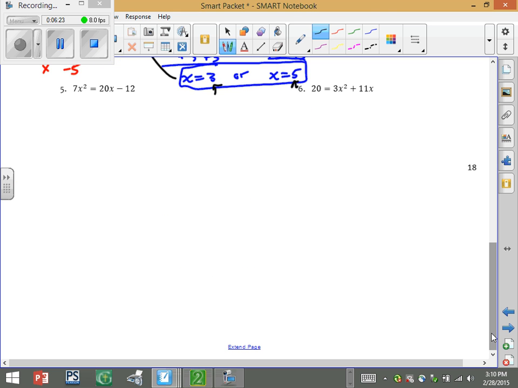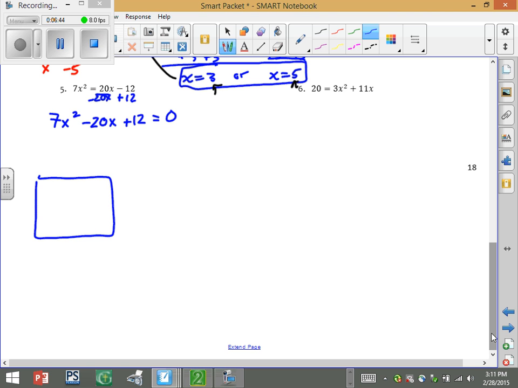It's the same process, so let's move everything to one side. So we have 7x squared. We move the positive 20x, so it's minus 20x. And we're going to subtract 20x, and we have to add 12. Move it all to the left side equals 0. Here we need 7. So we go to our box here. We have 7x squared and 12.